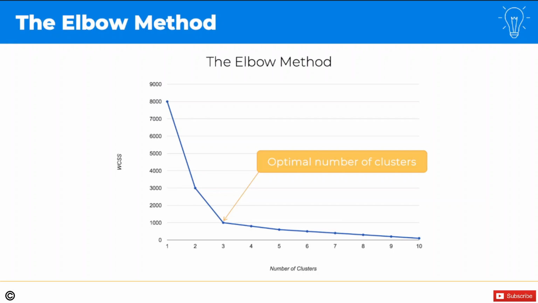Of course, it's a judgment call, and sometimes it can be unclear. There might be 2 potential candidates or more candidates for the optimal number of clusters. But then in those cases, it's something that you need to decide as the data scientist. So there we go. That's how the elbow method works.